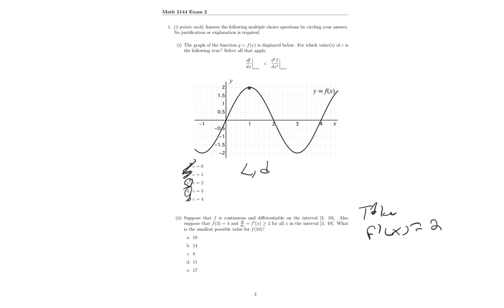And so because it's linear, the instantaneous rate of change is the average rate of change for all points. So f of 10 minus f of 3 over 10 minus 3 is equal to 2. This implies that f of 10 minus f of 3 is equal to 14.